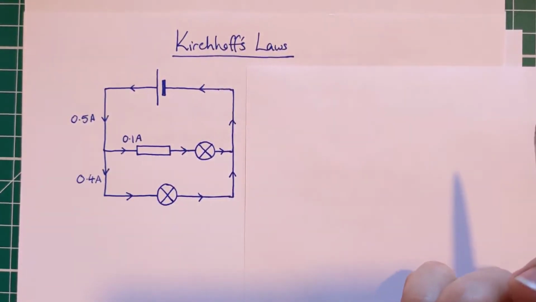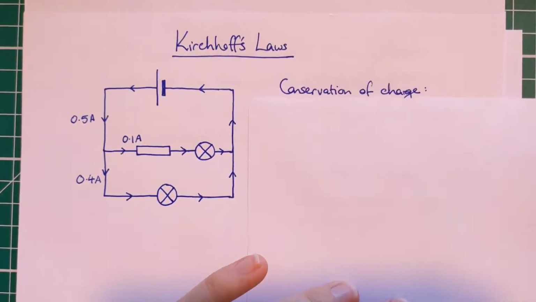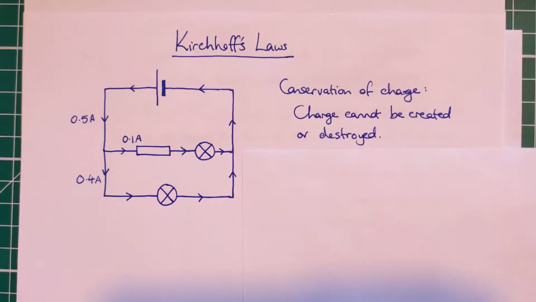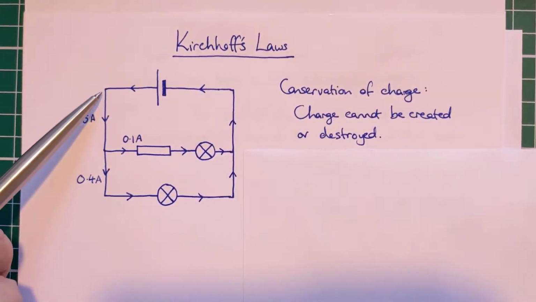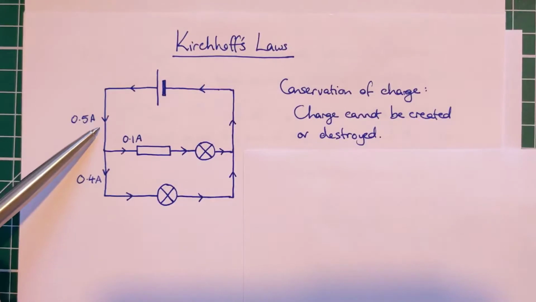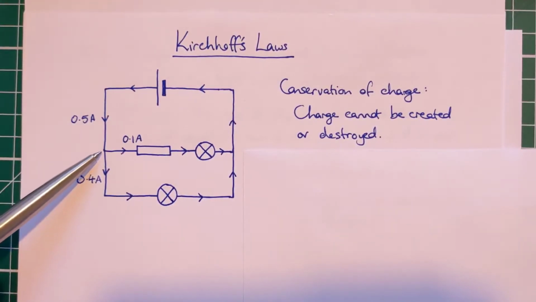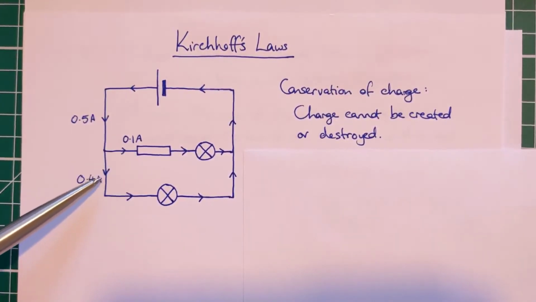But why is that? Well, it's because of the conservation of charge. Remember that charge can be neither created nor destroyed, and 0.5 amps means 0.5 coulombs per second. So if you've got 0.5 coulombs of charge per second coming up to this junction, you have to have 0.5 coulombs per second leaving it. So if 0.1 goes that way, 0.4 has to go that way. You can't add in charge and you can't take it away.